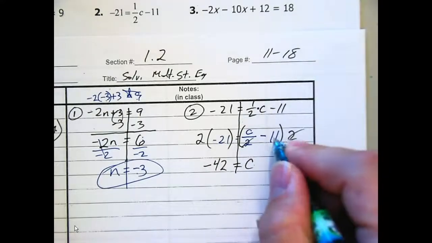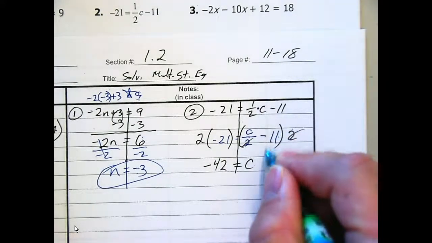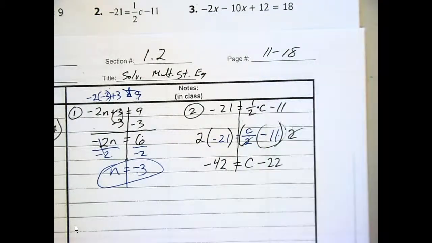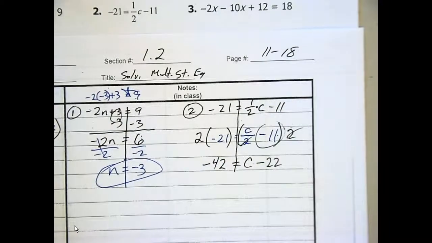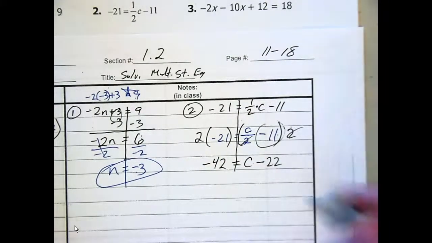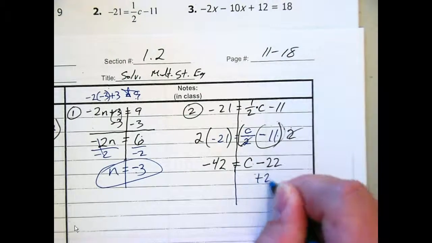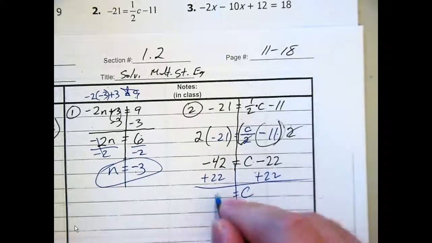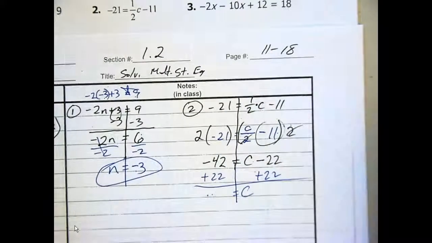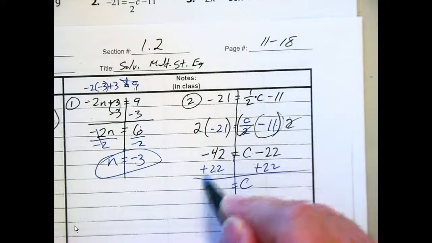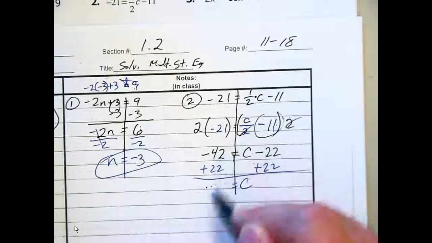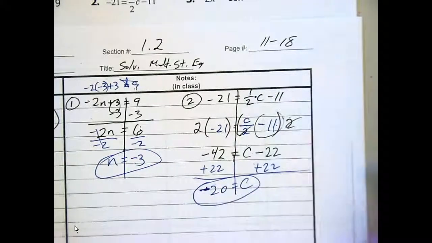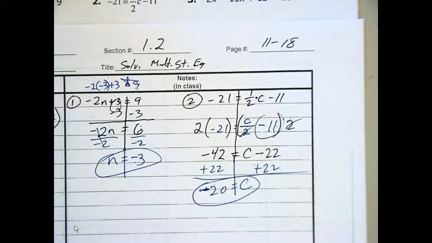All right? And then I have to go 2 times 11 also. You have to multiply it by each term. So that would give me negative 22. But look how much easier that problem is. Right? No more fraction. Now we just add 22. We're left with c equals. Do I have more positives or negatives? Negative 42 and positive 22, I have more negatives. How many more negatives? 20 more negatives. Negative 20.